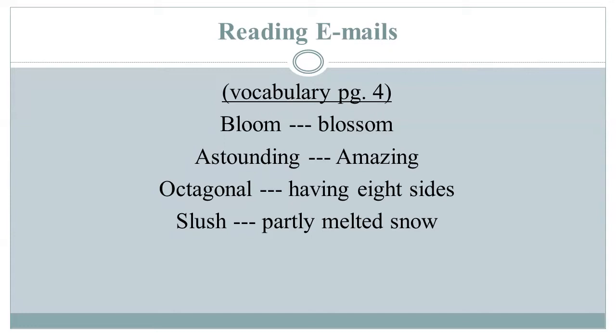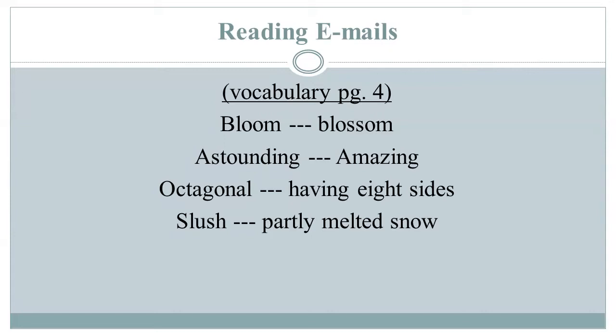The second word is astounding. That means amazing. Octagonal, that is from the word octet, that means having 8 sides. Slush. Slush is also a kind of beverage that we drink that is half ice and half water. So slush means partly melted snow.